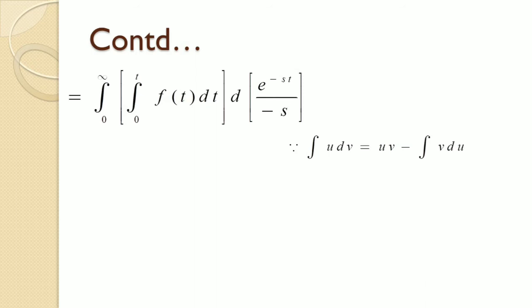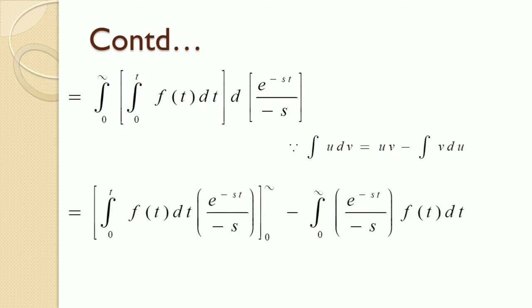Here e power minus st can be written as d into e power minus st by minus s. Now here u is equal to integral 0 to t f of t into dt, and dv is equal to d of e power minus st by minus s. Now substituting in the formula, we get integral 0 to t f of t into dt e power minus st by minus s with the limit 0 to infinity minus integral 0 to infinity. Here v is e power minus st by minus s and du is f of t into dt.